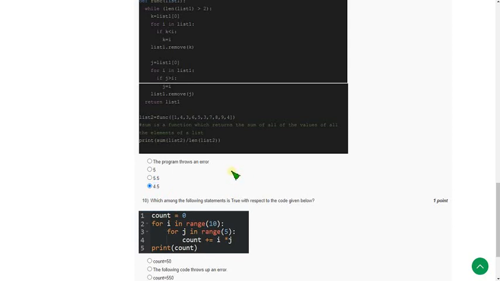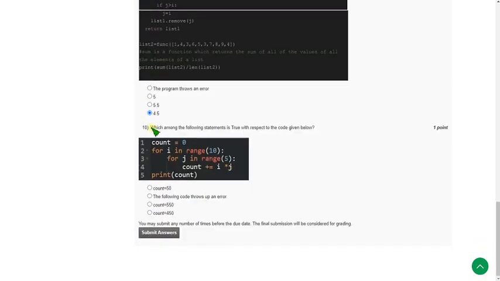And the final question, that is the 10th one, which among the following statements is true with respect to the code given below? The answer for the 10th question is count equals 450. That is the fourth option again. So mark the fourth option as the correct answer for the 10th question, that is count equals 450.